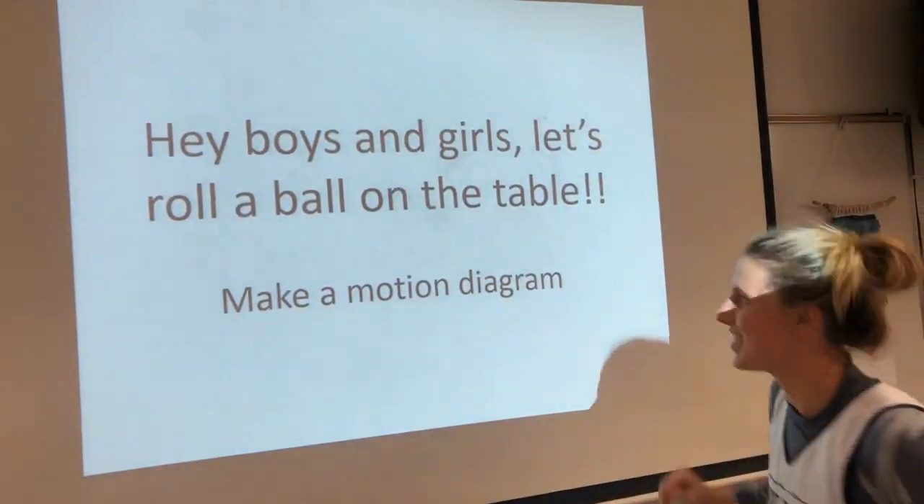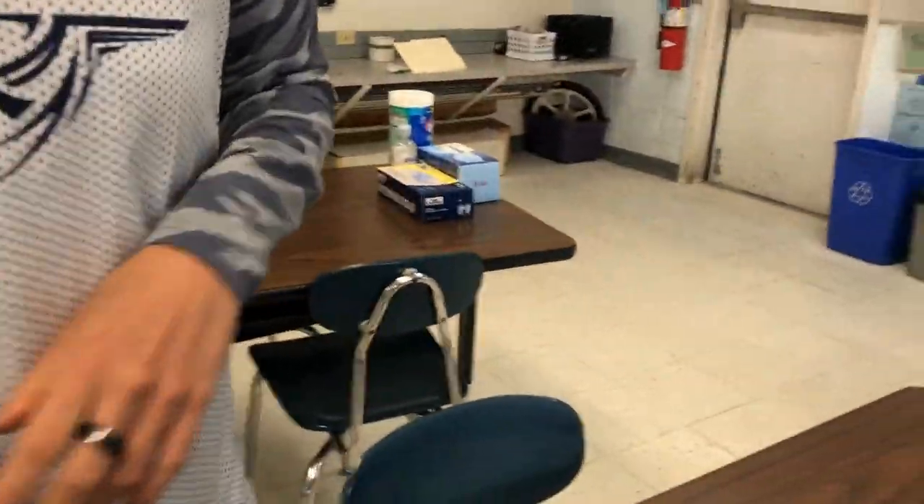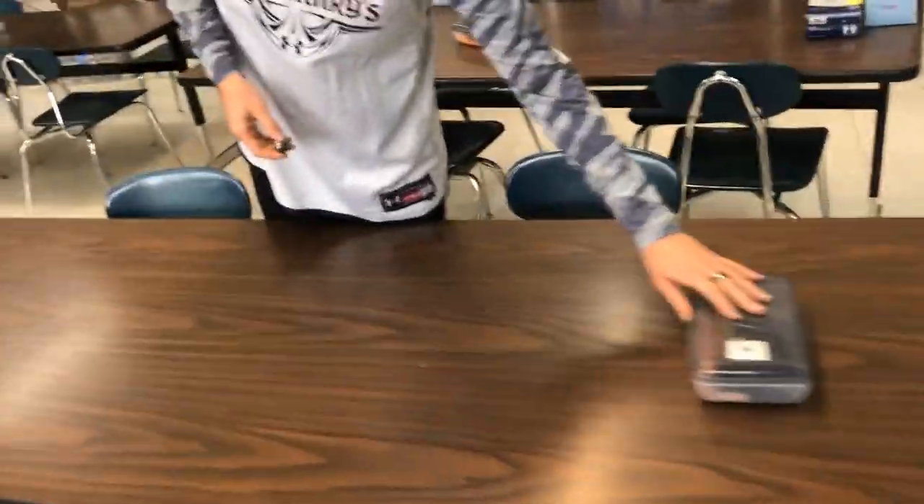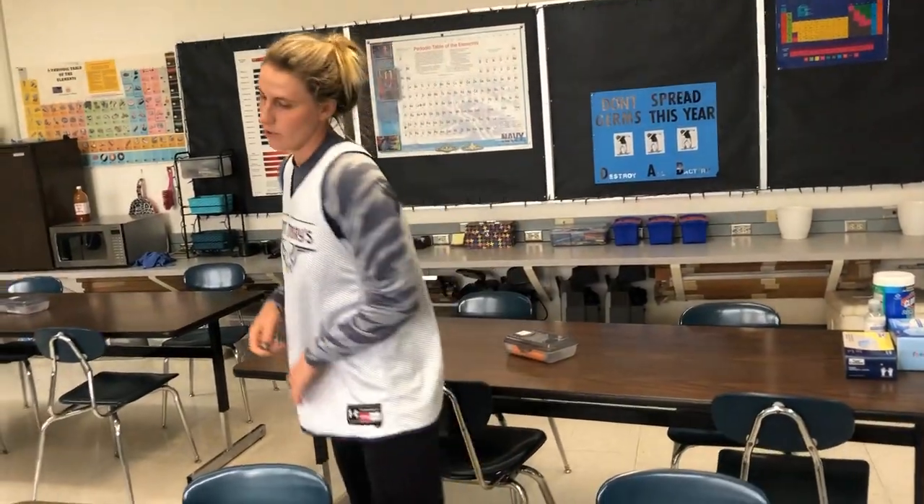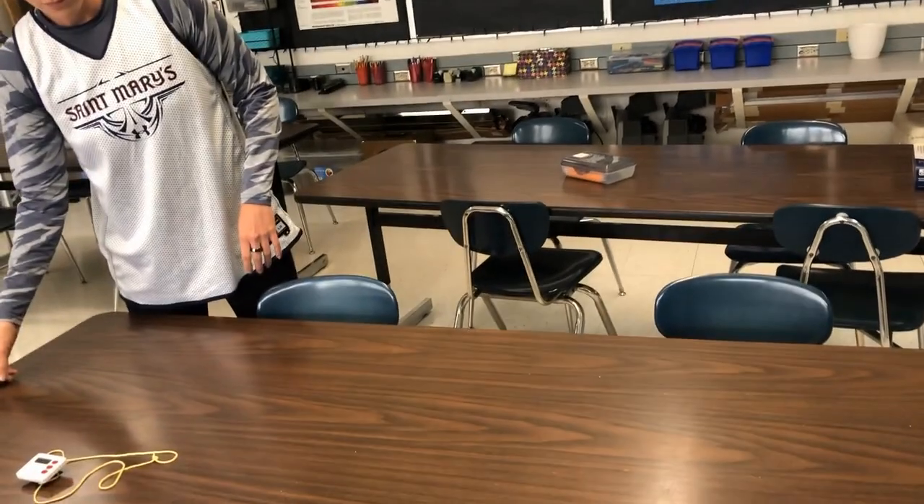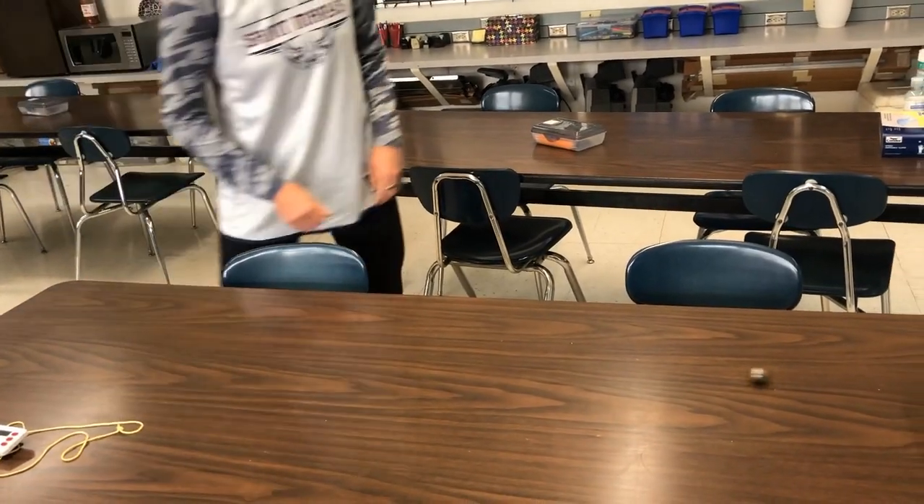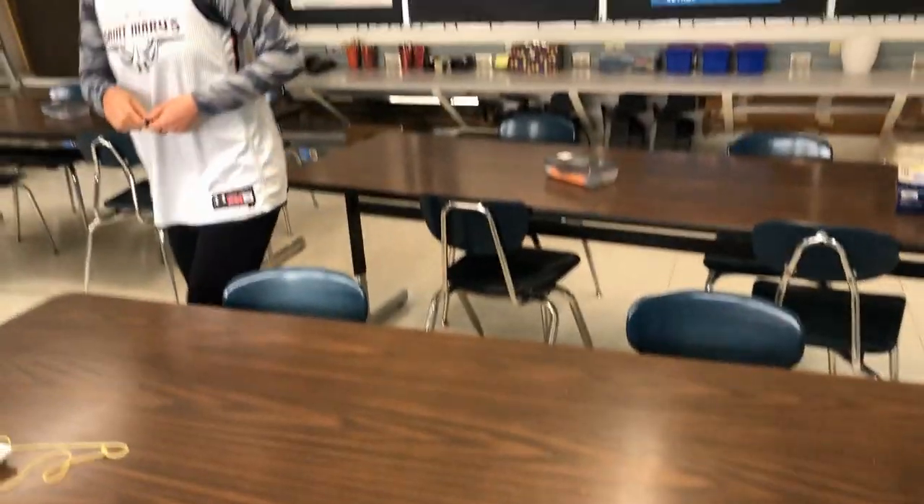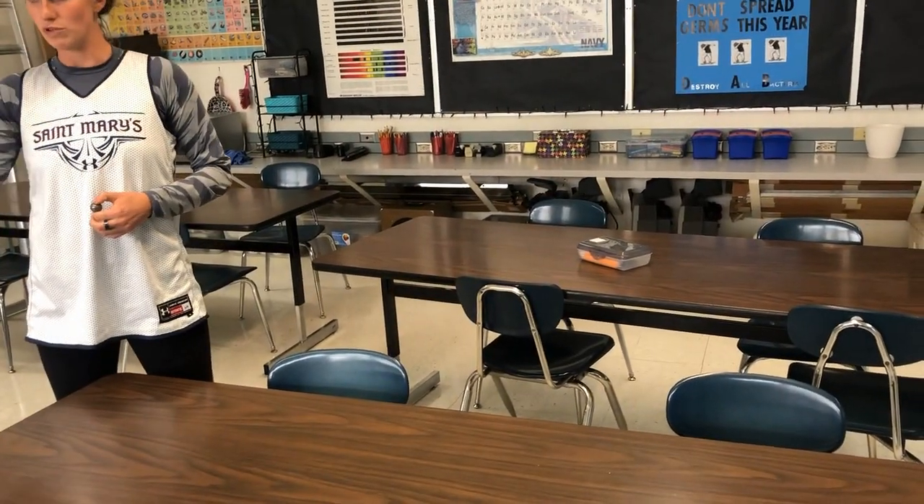Boys and girls, let's roll the ball on the table. We're going to make what's called a motion diagram. I don't think I mentioned that. Those are called motion diagrams. The first thing I'm going to do is roll the ball on the table. Good stop. What sort of dots would we draw?